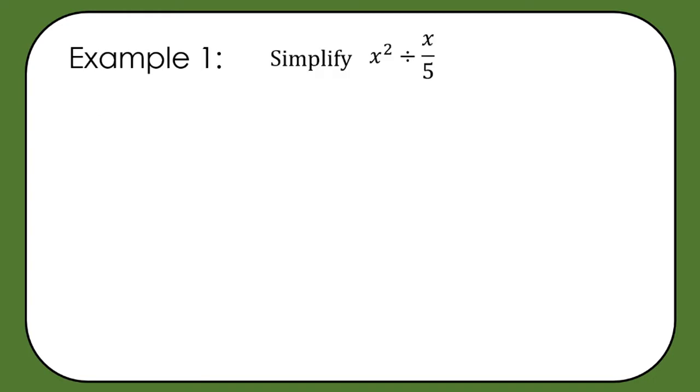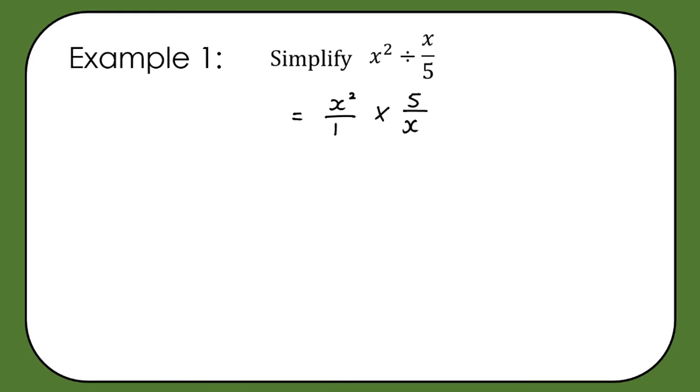Okay, so let's have a look at some examples. So we've got x squared divided by x over 5. So again, like when you're dealing with numbers, if one of the things that you're trying to divide or multiply is not a fraction, you want to write it as a fraction. So x squared is just x squared over 1. And we're dividing by a fraction, so we want to change that to multiplication and take the reciprocal of the second fraction.